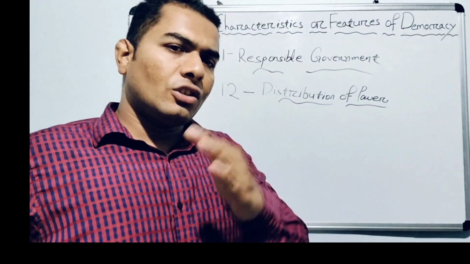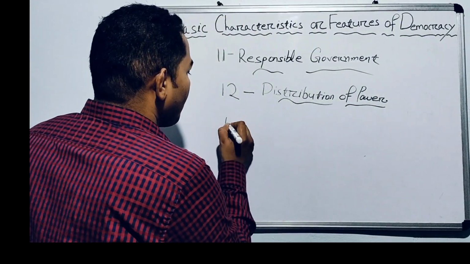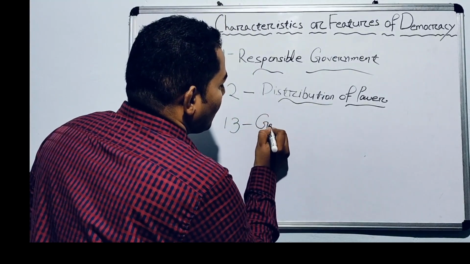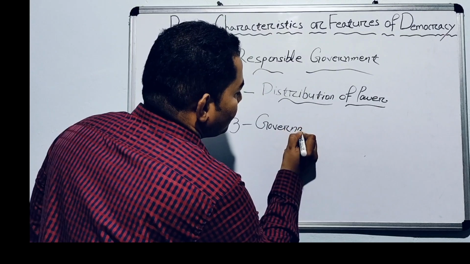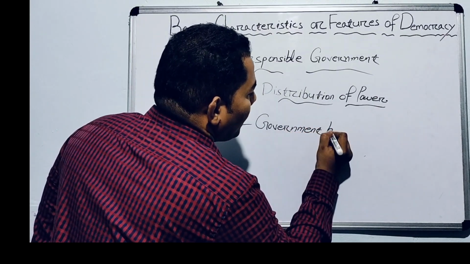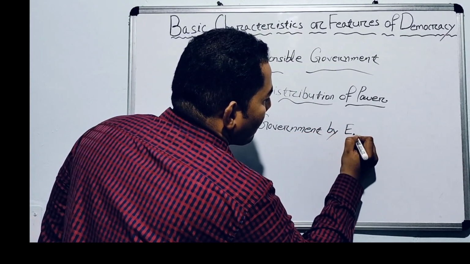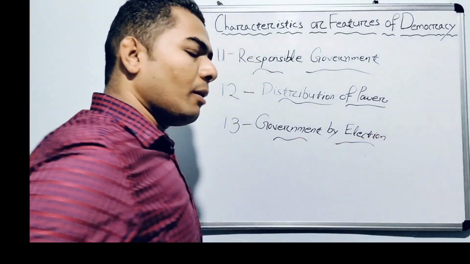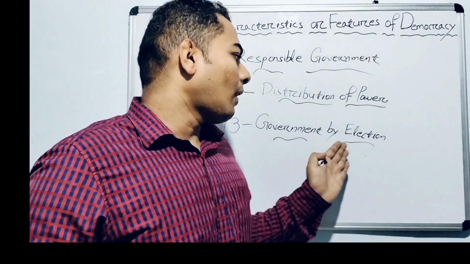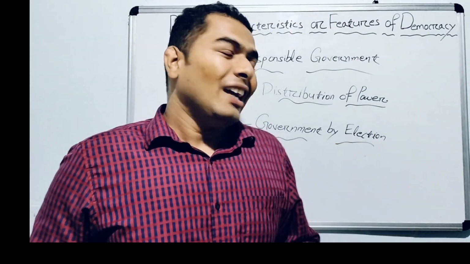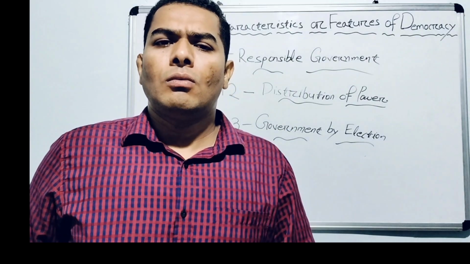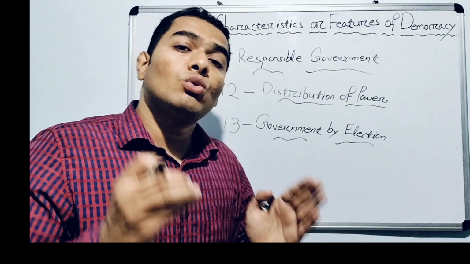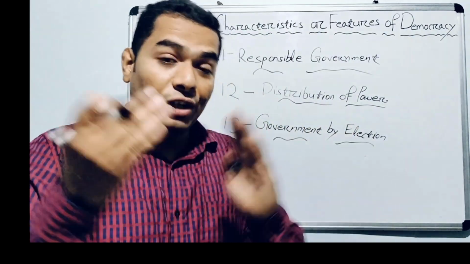Now we will discuss the next feature. The next feature is government by election. In democracy we will find elections, and elections are the procedure, the way by which people choose the government, form the government, create the government.